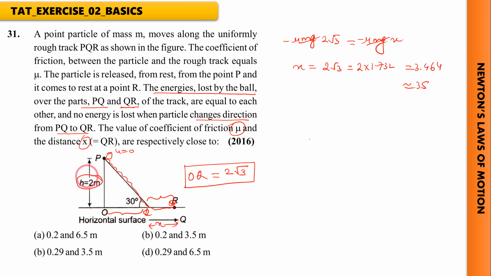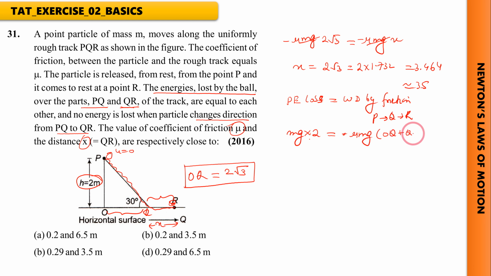It was mgh, which is completely lost due to friction. Now using the work energy theorem, potential energy loss equals the work done by friction in path P to Q to R. How much is the loss? So you will write mg into 2, mgh, and the total loss will be given by mu mg and the horizontal distance, that is OQ plus QR.